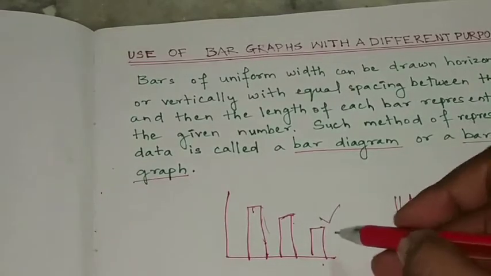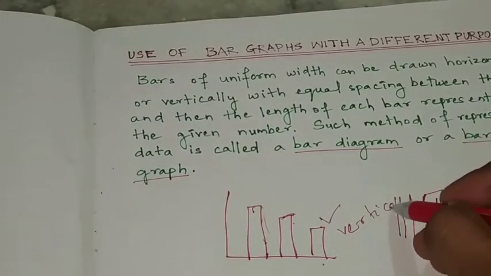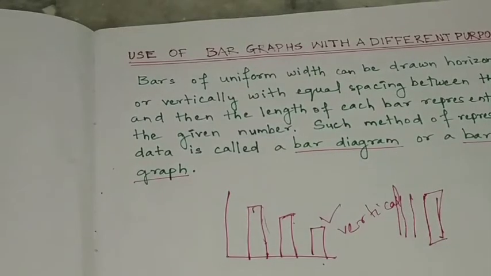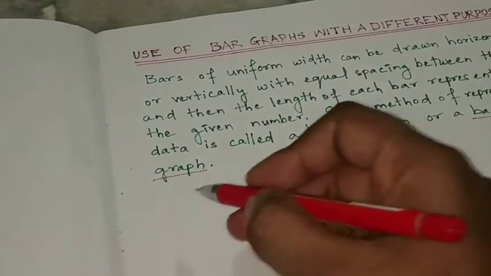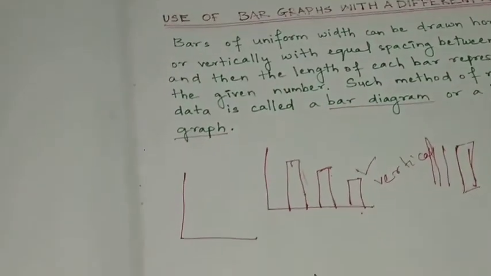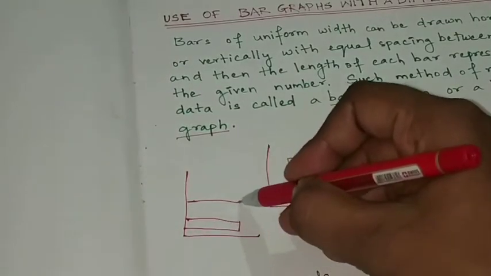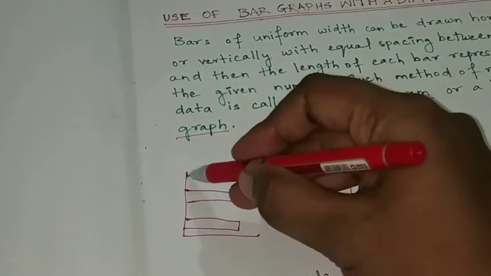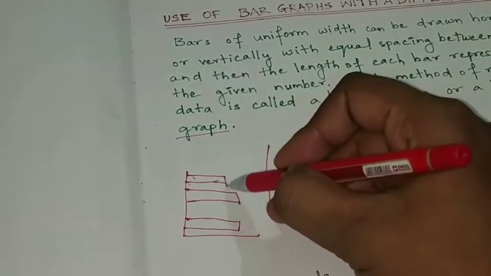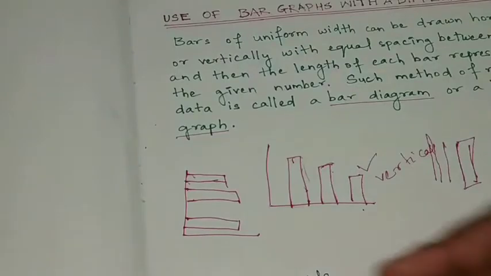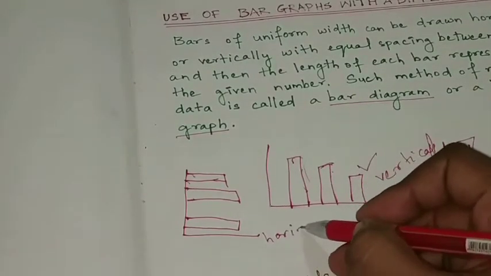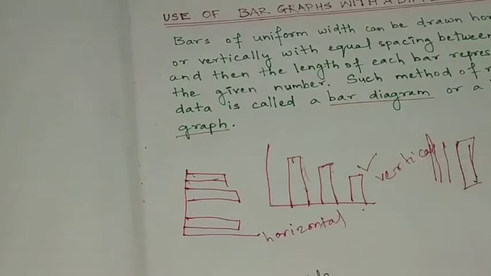So this is which bar? This is your vertical bar. How can you represent a horizontal bar? Look here, I am making it. If you represent it like this, this will be the horizontal bar. So this is the horizontal bar and this is the vertical bar. Like that we can represent a bar diagram. This is about the different types of bar diagram.